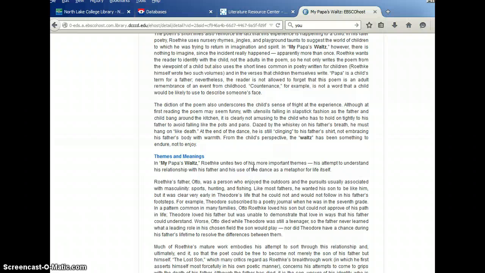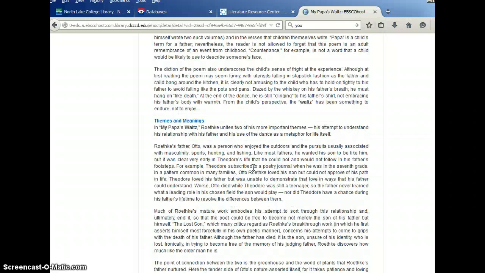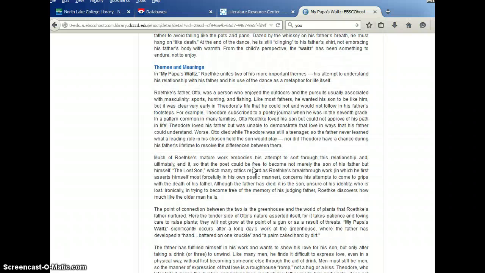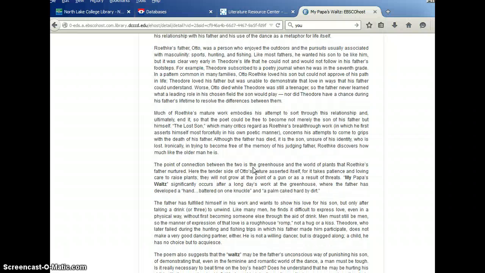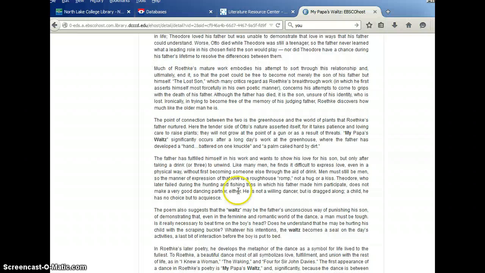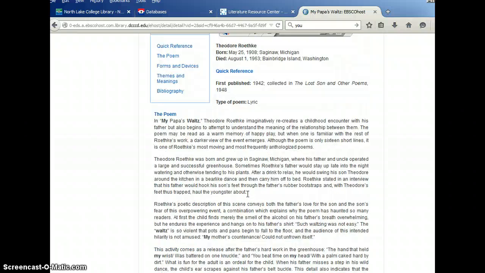I just need information that helps to support what I'm trying to say about the various literary elements that he uses. So just by looking at this, that may help to support my thesis. So I can use this as one of my examples.